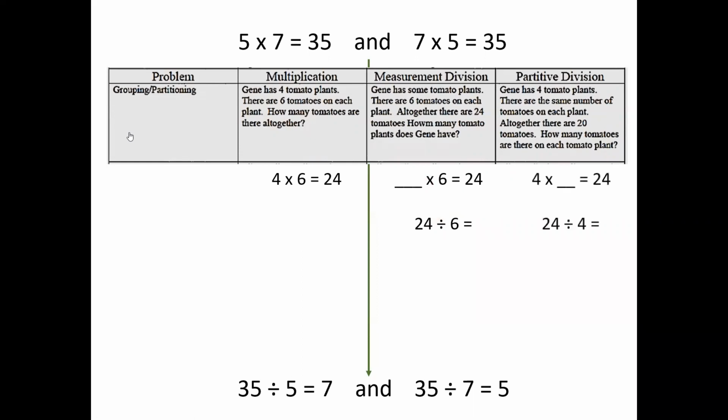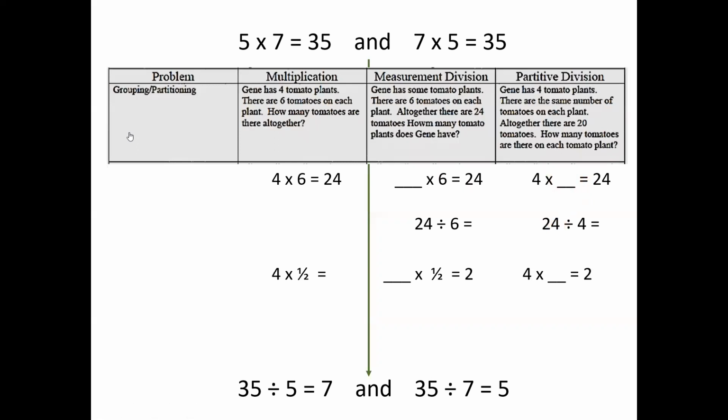And then the last one, partitive division. Partitive means we know how many groups, but we don't know how many go in each group. So Jean has 4 tomato plants. That would be our groups. There are the same number of tomatoes on each plant. Altogether, we have 24 tomatoes. How many tomatoes are there on each tomato plant? And again, this one's different because we know our groups. 4 groups times, we don't know how many in each group, equals 24, or 24 divided by 4.